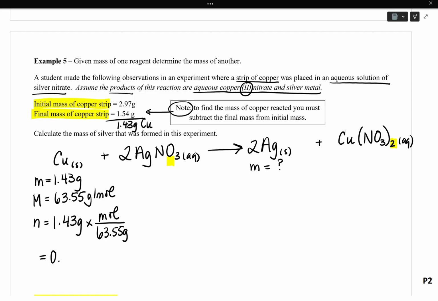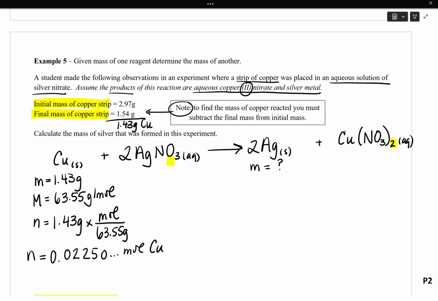So take 1.43 in your calculator. You are going to divide it by 63.55 grams. And what you should get is 0.02250 moles of copper. So that is the number of moles of copper.